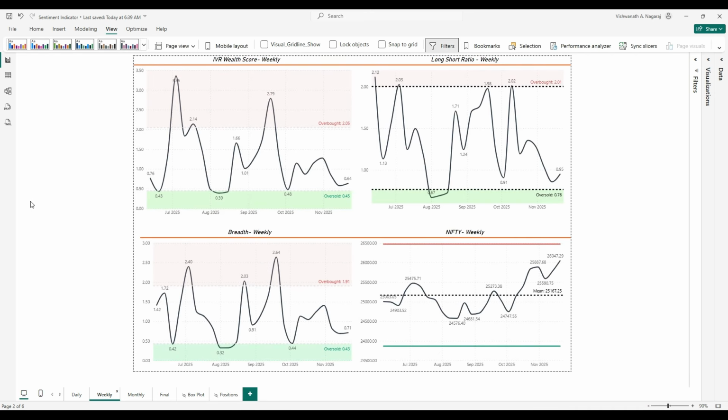For the weekly view, again, it's a combination of IVR score weekly, which is near the oversold zone of 0.45. The long short ratio was approaching the oversold area and now has taken a small detour, and the breadth as well is sort of turning towards the upside, but we'll need to see. If I see in weekly, there is still some scope for consolidation, maybe even a slight correction. But again, the price is not supporting this, which is why I think my decision is such.